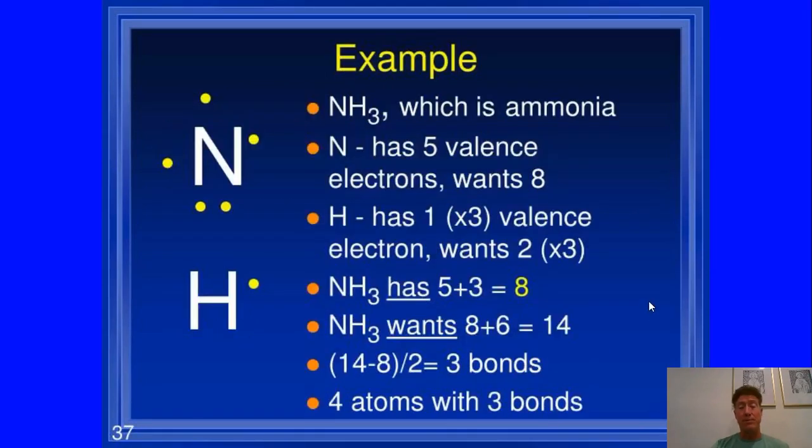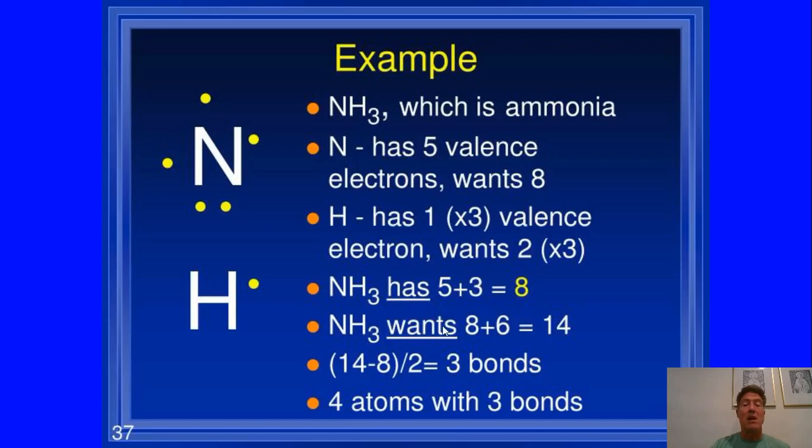Here's a practical example. So NH3 is ammonia. Nitrogen has 5 valence electrons, it wants 8. Hydrogen has 1 valence electron, but with 3 of them, it wants a total of 3. So what we have are 5 valence from the nitrogen and 3 from the hydrogens. So that gives us 8.